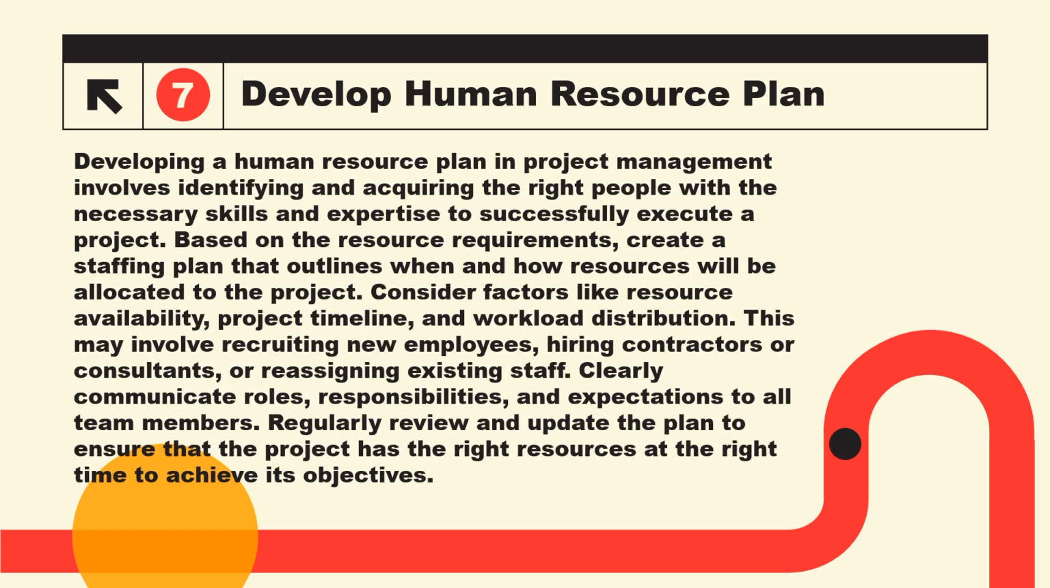Develop human resource plan. Developing a human resource plan in project management involves identifying and acquiring the right people with the necessary skills and expertise to successfully execute a project. Based on the resource requirements, create a staffing plan that outlines when and how resources will be allocated to the project scope. Consider factors like resource availability, project timeline, and workload distribution.